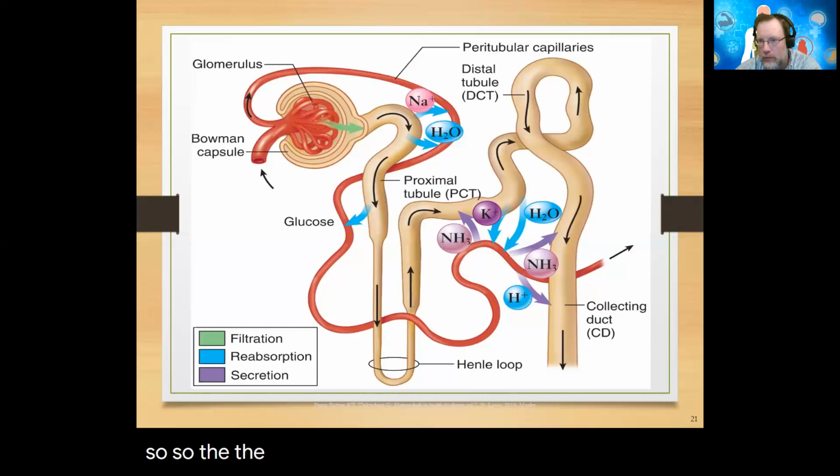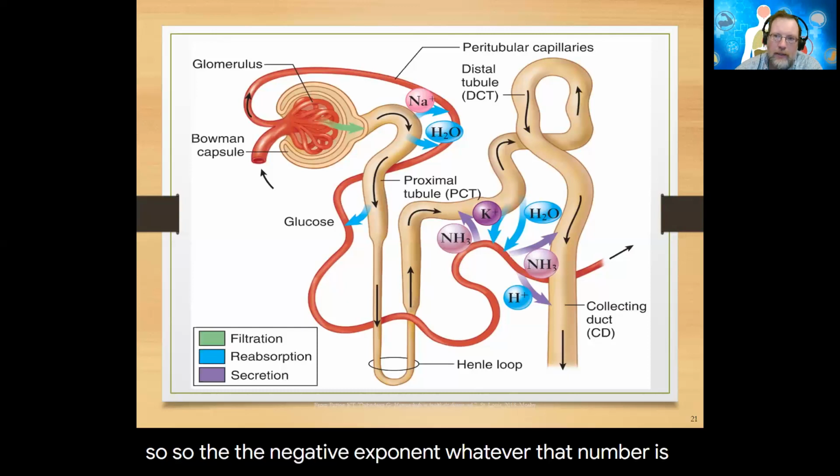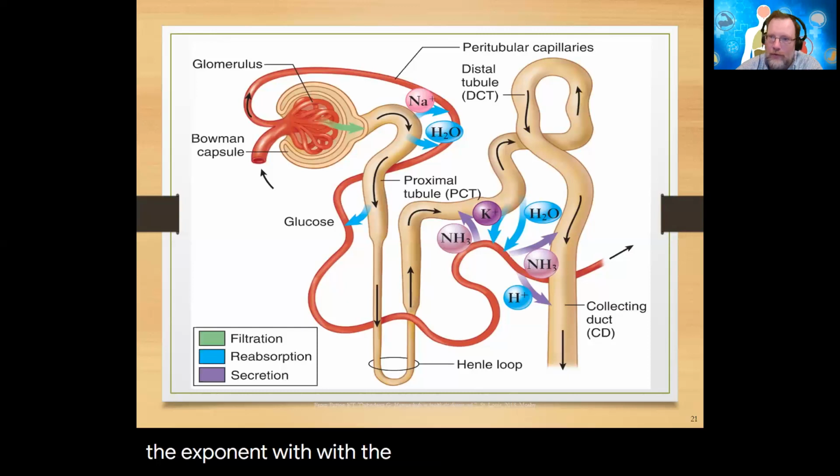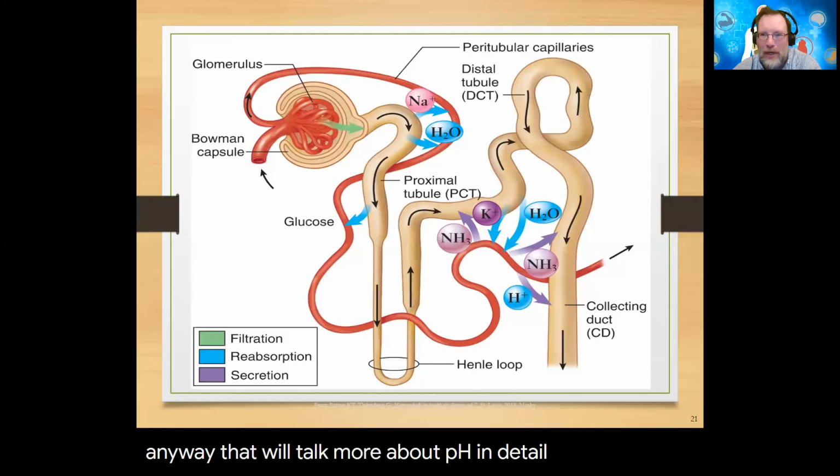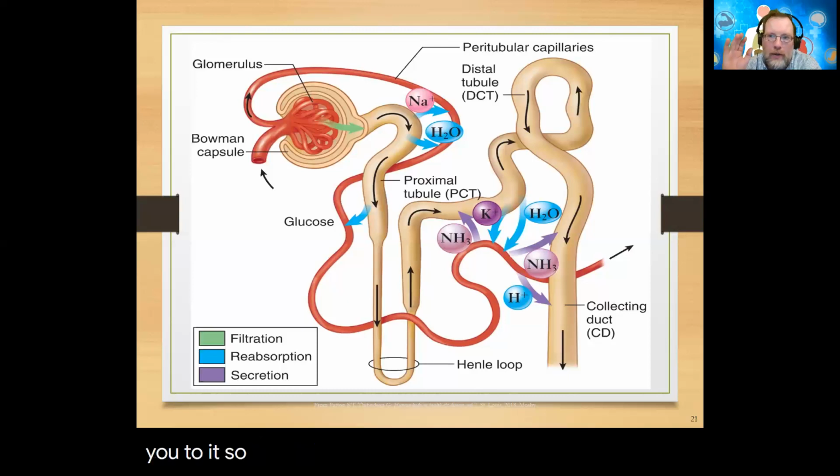The negative exponent, whatever number is in the exponent with a negative in front of it, is how many places away from the decimal we are. So the higher the negative exponent, the smaller the number. Anyway, we'll talk more about pH in detail, but I do want to introduce you to it. So the blood tries to be at around a 7.4. So 10 to the negative 7th power is the hydrogen ion concentration of blood, around that.